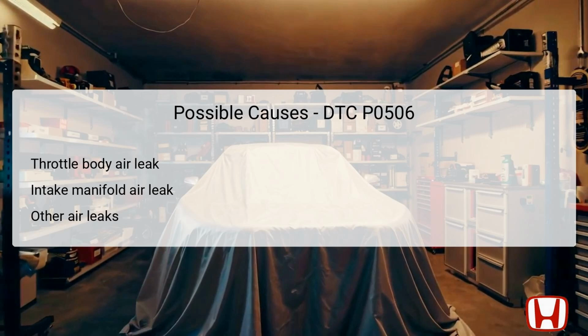Firstly, a throttle body air leak could result in inadequate airflow into the engine, causing the RPM to drop below expected levels. Secondly, an intake manifold air leak can introduce excess air, similarly skewing the air-fuel mixture and affecting engine RPM. Additionally, other air leaks within the intake air system can further compound these issues, leading to fluctuating idle speeds. It's important to note that while these are common causes, there may be other less frequent problems contributing to the idle speed variation, and a thorough investigation is needed to identify the specific issue affecting the vehicle.